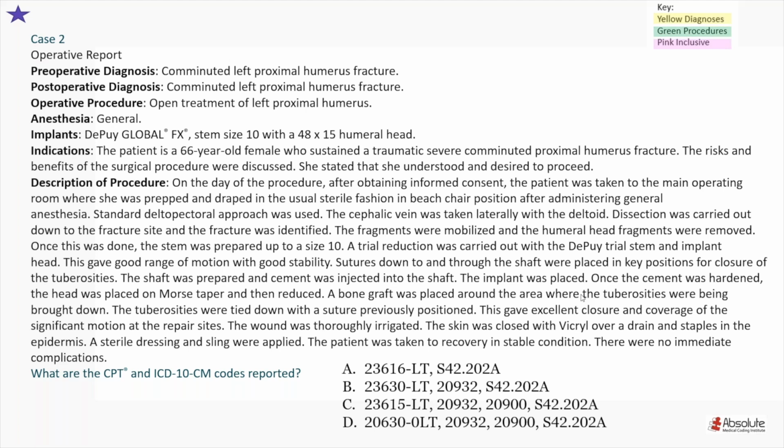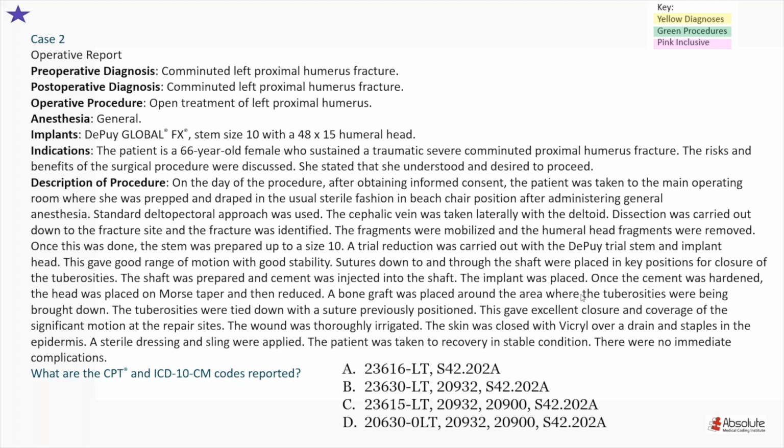A bone graft was placed around the area where the tuberosities were being brought down. The tuberosities were tied down with a suture previously positioned. This gave excellent closure and coverage of the significant motion at the repair sites. The wound was thoroughly irrigated. The skin was closed with Vicryl over a drain and staples in the epidermis.